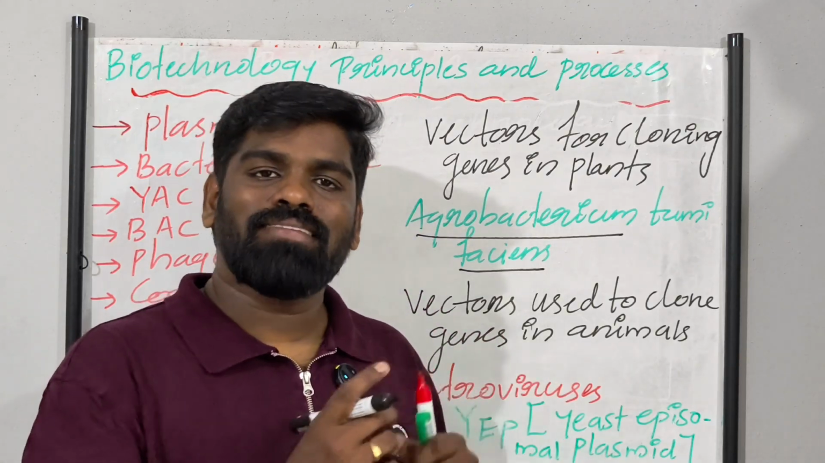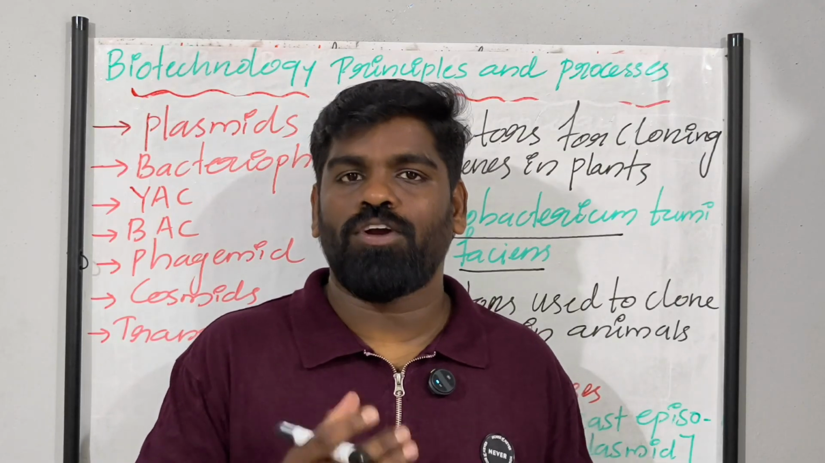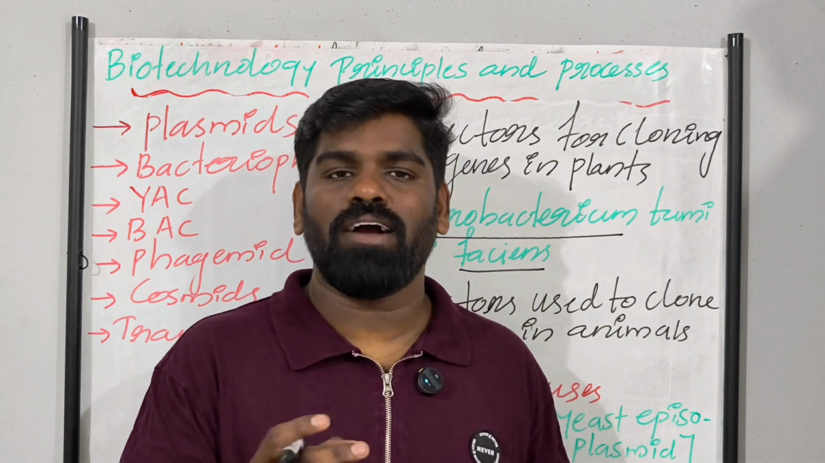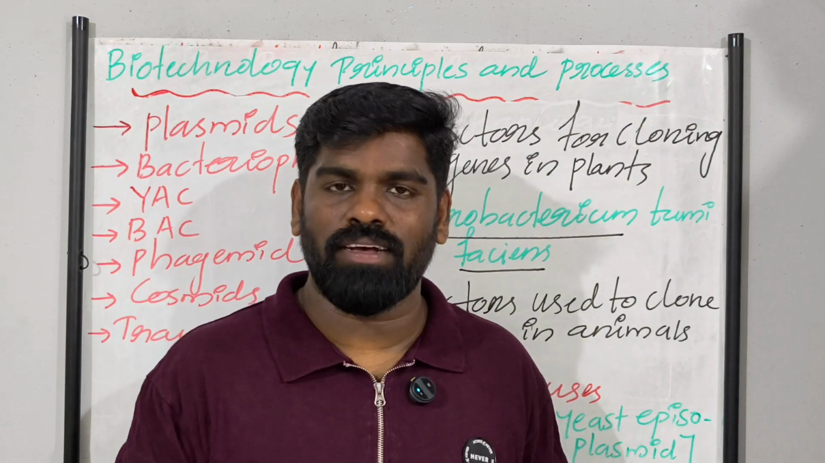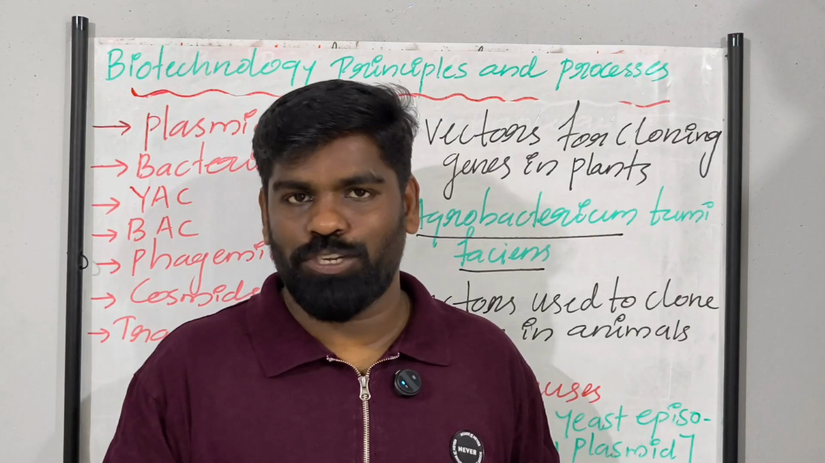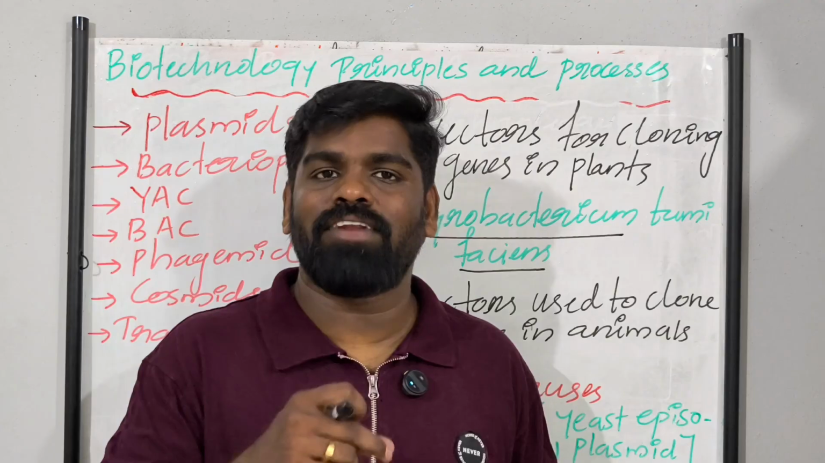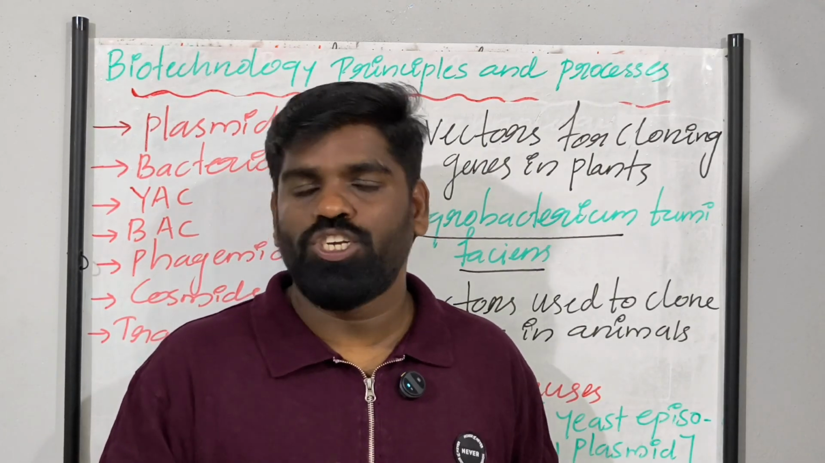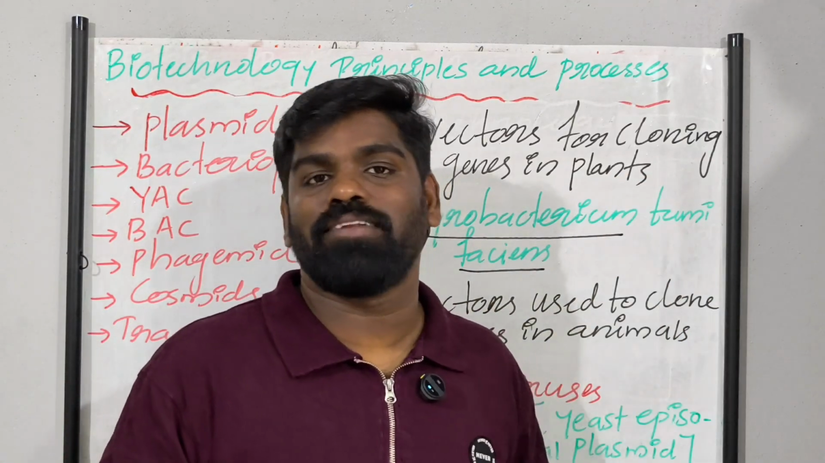Now we can use Agrobacterium tumefaciens as a vector for cloning genes in plants. In the case of Agrobacterium tumefaciens, we have to insert the desired DNA into it, so that it becomes non-pathogenic. Now this DNA of Agrobacterium tumefaciens will infect the plant cell, so we can deliver the desired gene into the plant cell. That is in the case of vectors for cloning genes in plants.